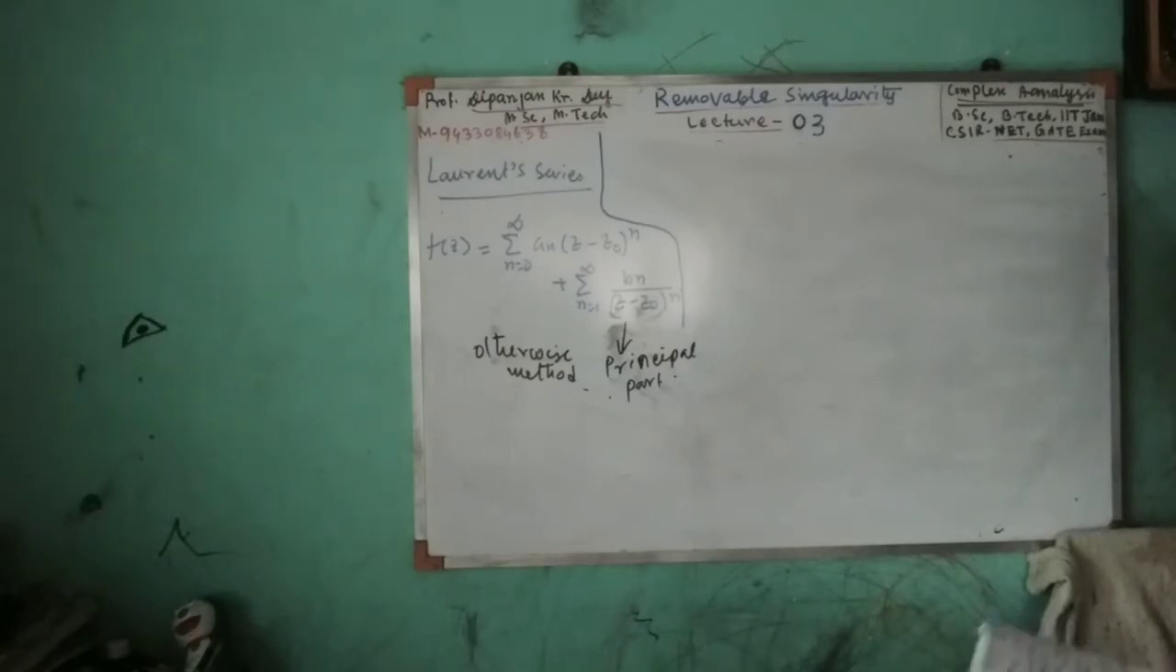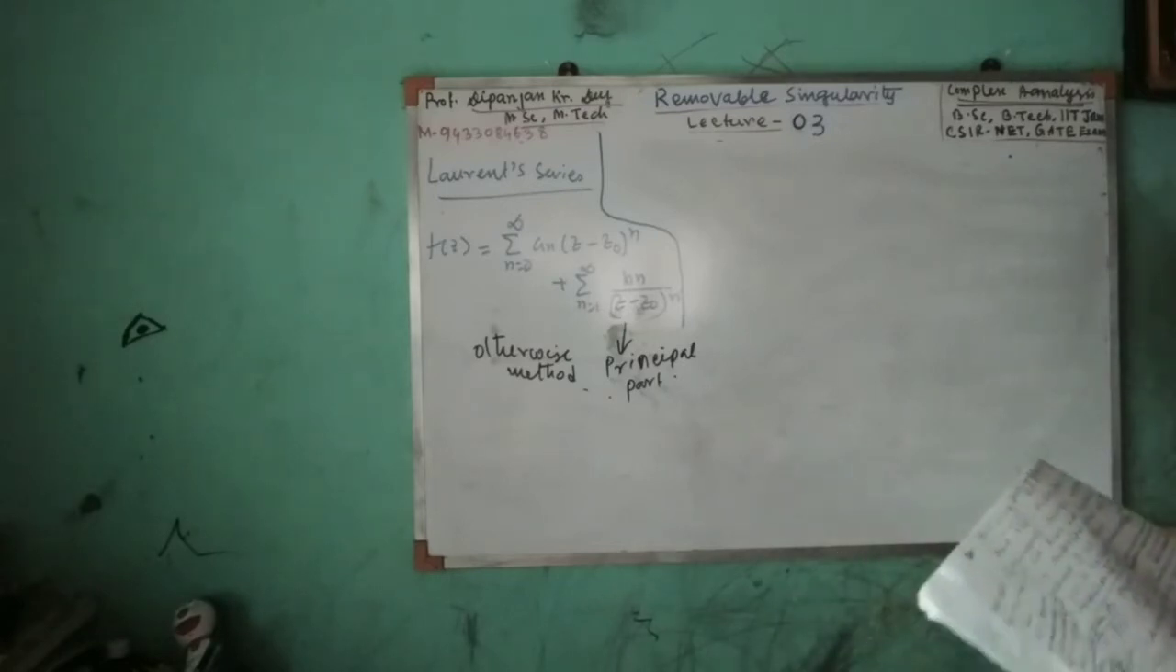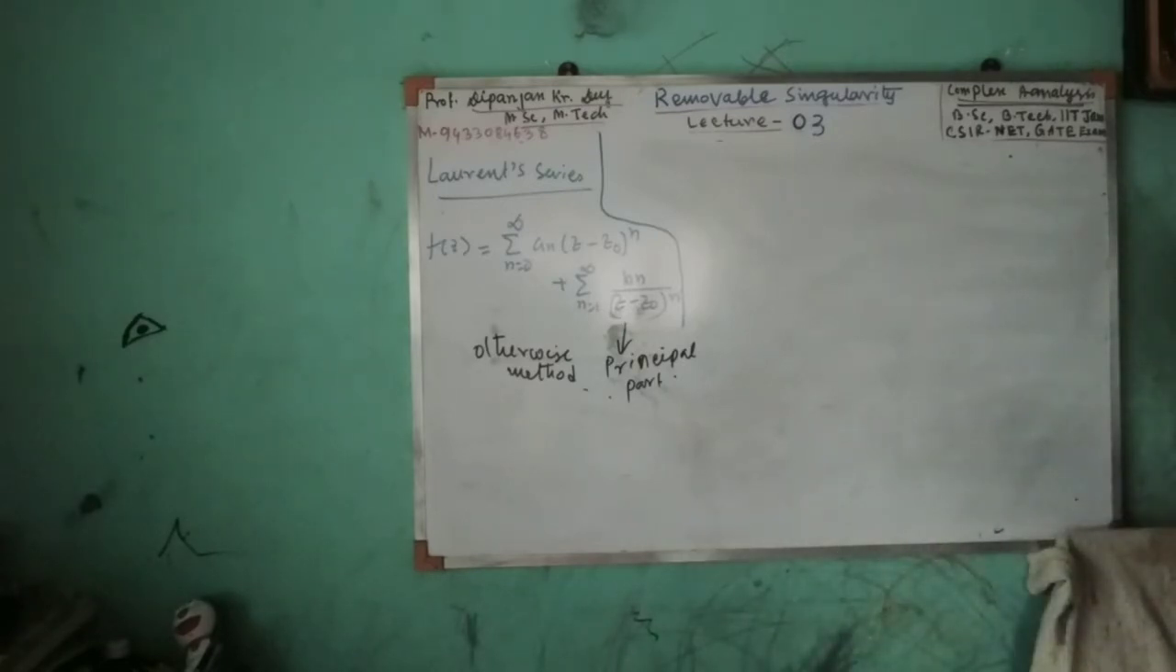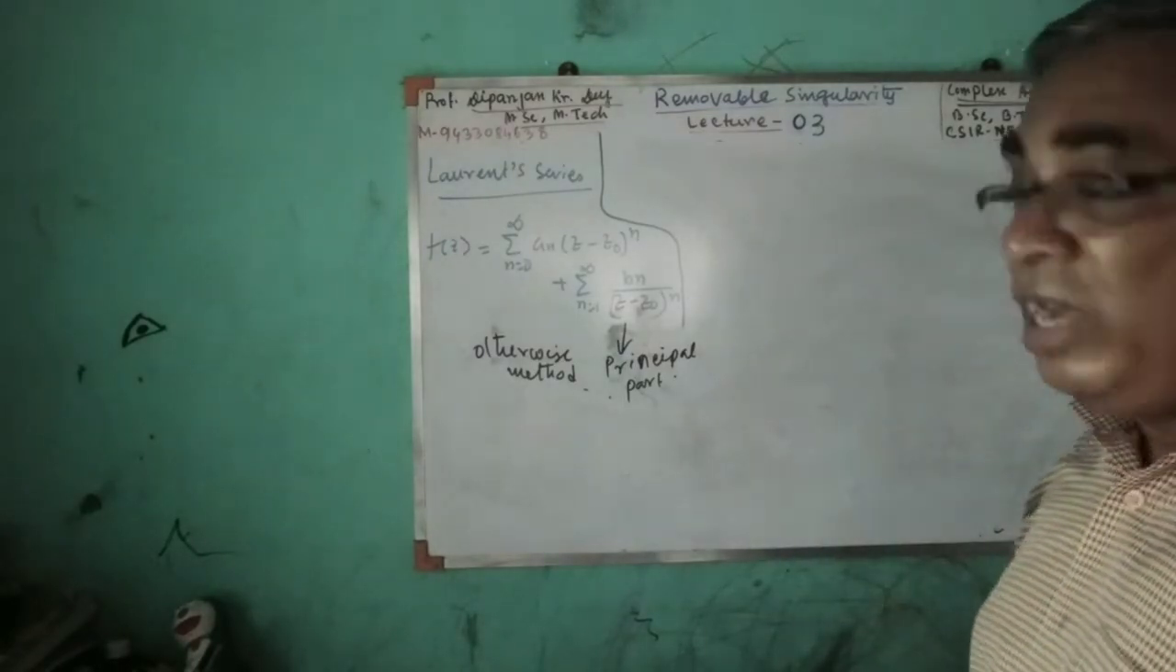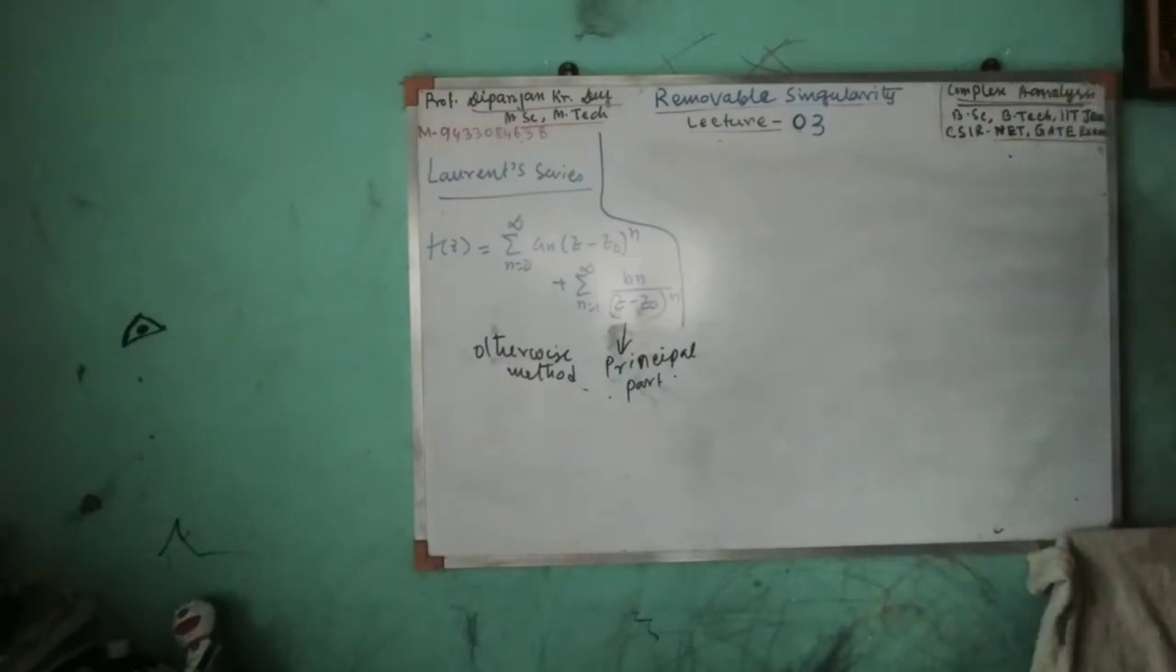That is what we have learned from here. For removable singularity, we can do it by expansion of series or by finding the limit. Two ways we can do. Okay, be careful. Removable singularity.